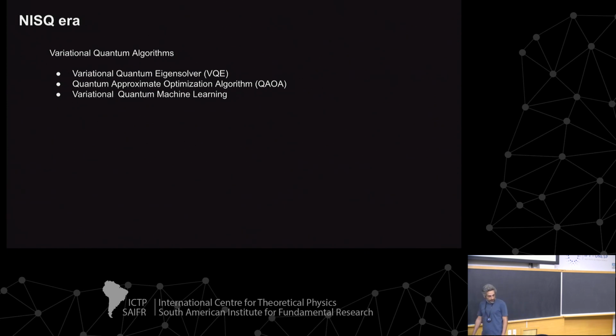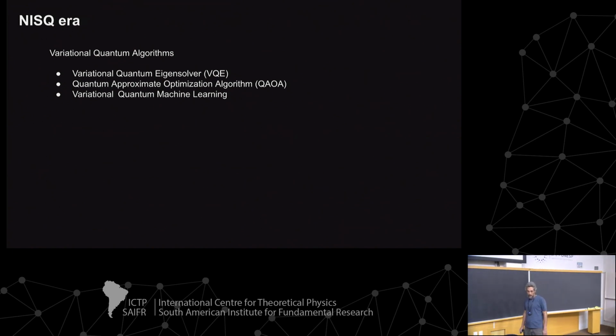Okay, NISQ era. From the NISQ era, I think the most famous algorithms are the variational quantum algorithms. We have variational quantum eigensolvers. We have the quantum approximate optimization algorithm, QAOA, quite famous nowadays, and variational quantum machine learning. That's what I use here to develop our work. But there's more than this.